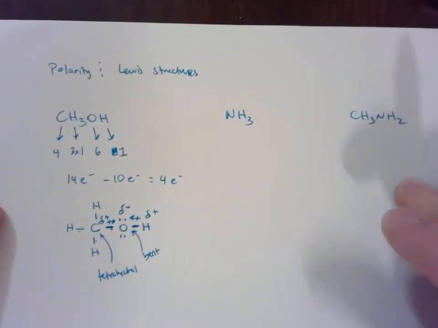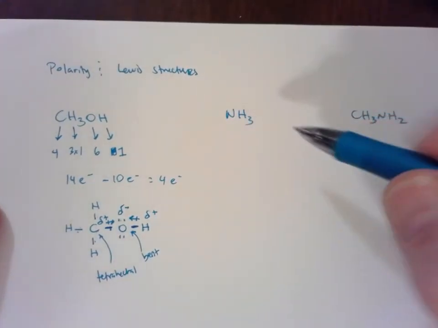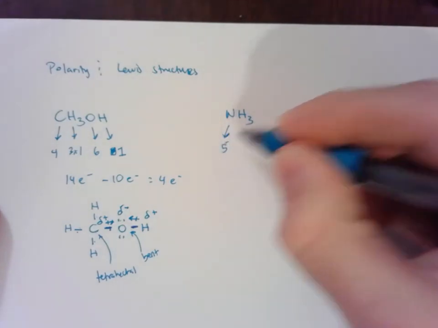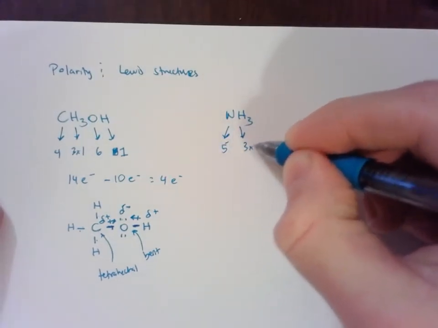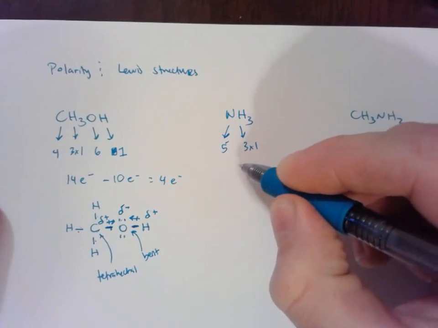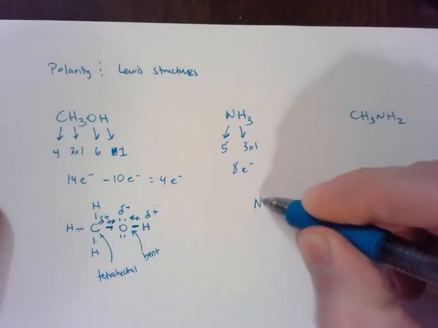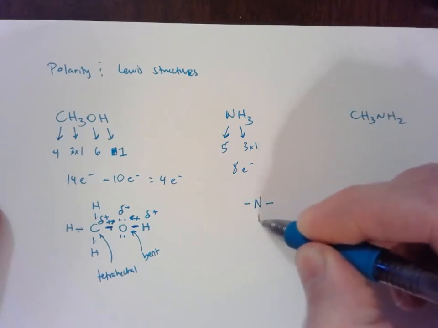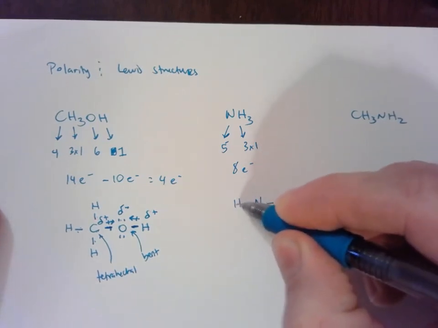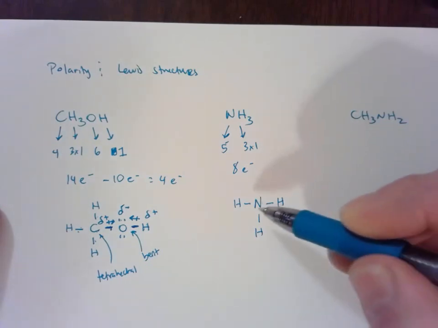Okay. On to NH3. Nitrogen comes in with 5. Hydrogen comes in with 3 times 1, so we have a total of 8 electrons to work with. Obviously nitrogen is our central atom. Draw our 3 bonds, 3 hydrogens.